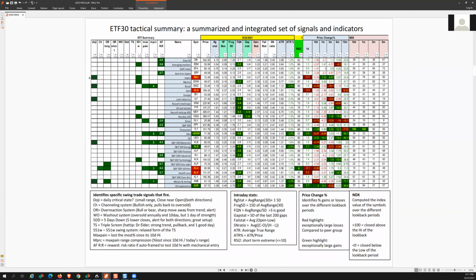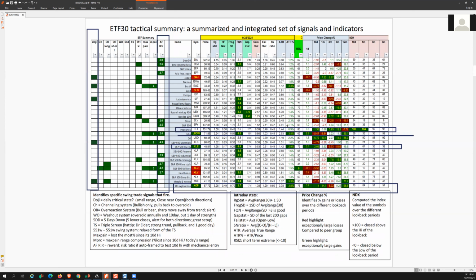In the ETF 30 tactical, a handful of dojis, half a dozen auto framers. Treasuries had a breakout to the 10-day and 1-month highs today. Otherwise, nice recovery in energy and oil exploration. And the UDOW, the triple Dow, was up strong. Oops. The auto framer speaks for itself.